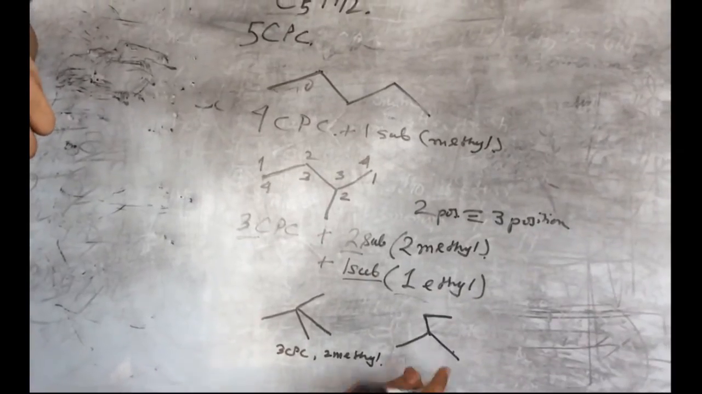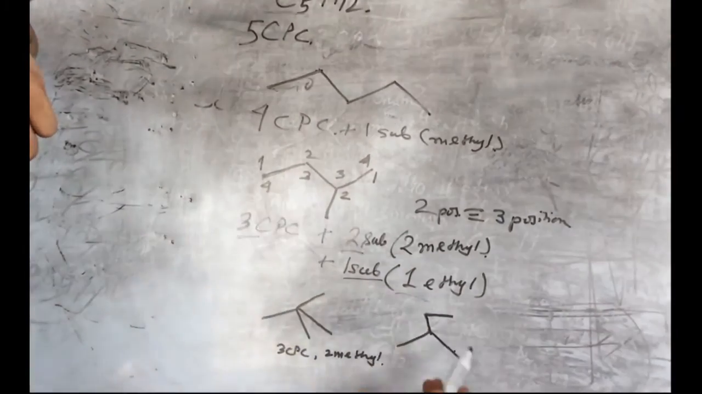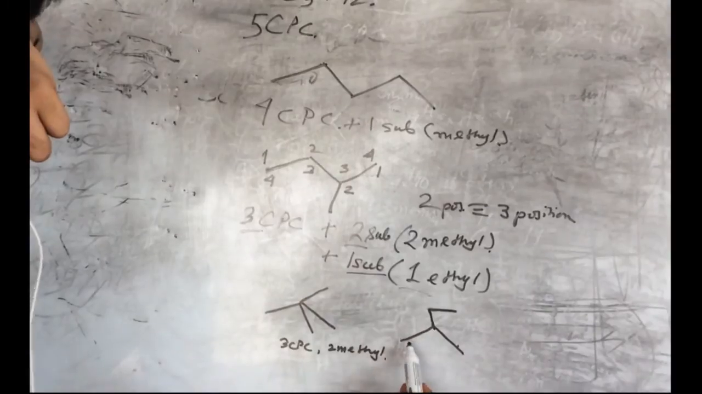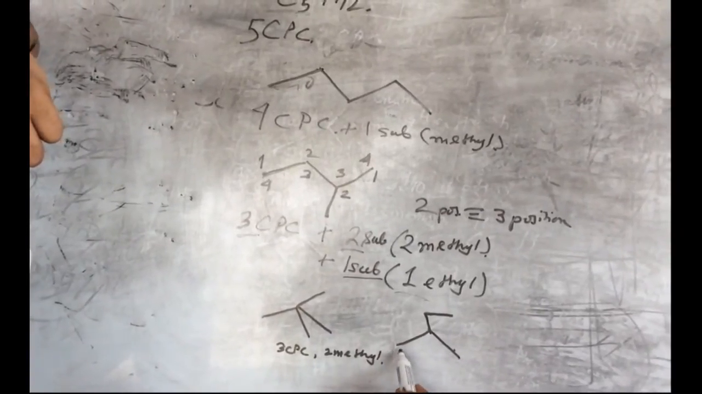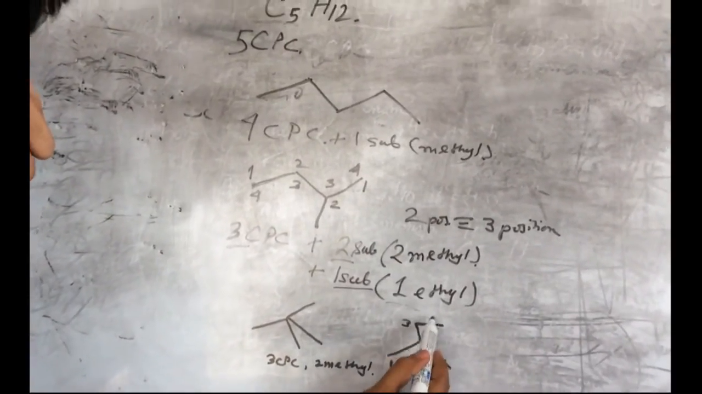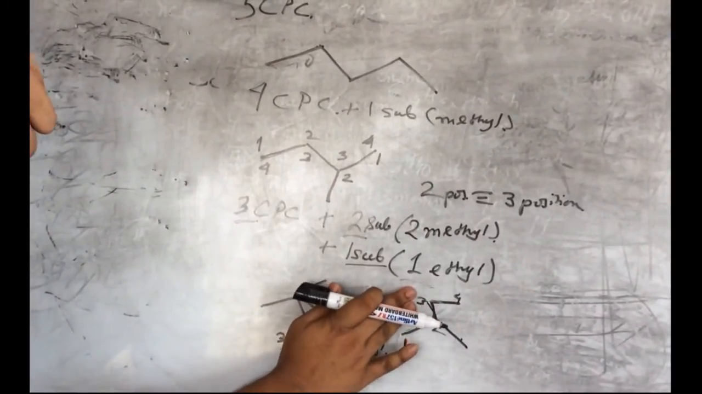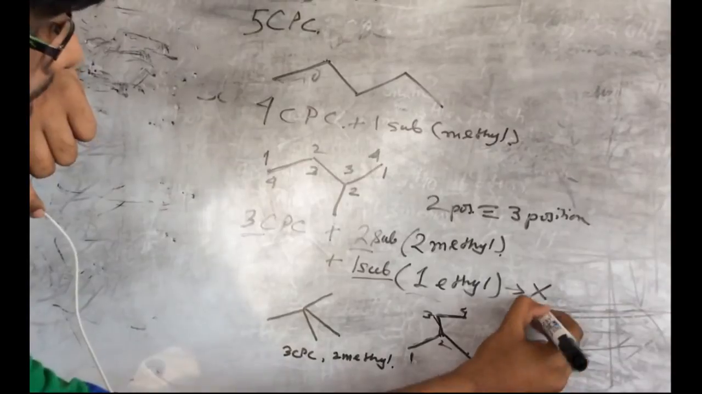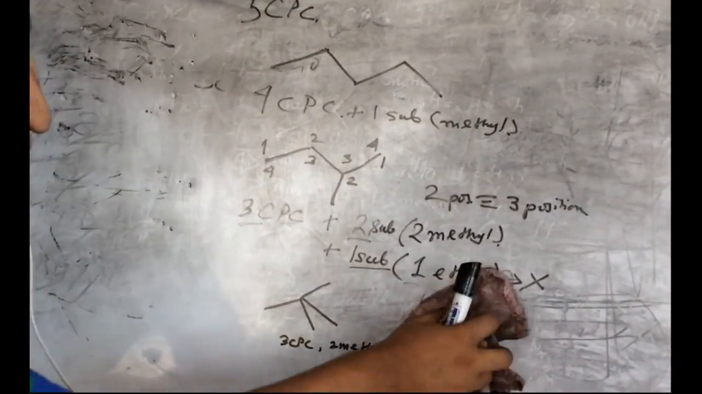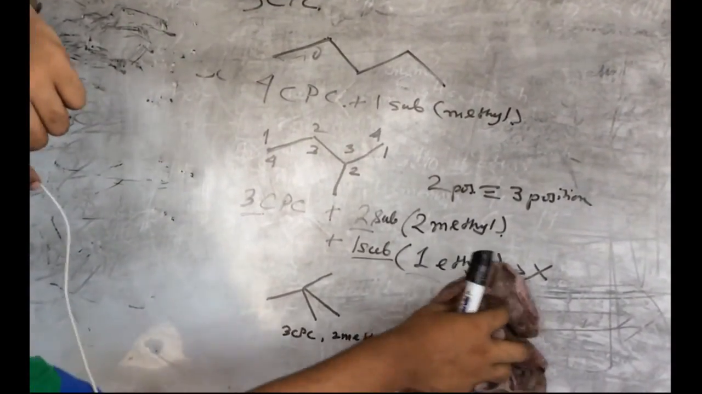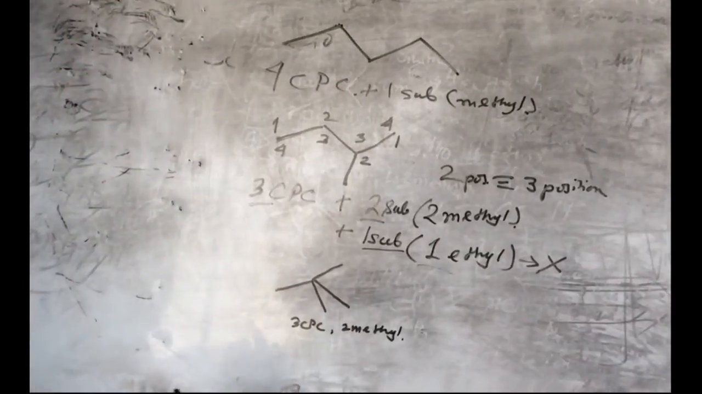Then you can see that this one is equivalent to this one, because when you number the principal chain, it will go around this, like this. Now this becomes the principal chain, so this cannot be the case, so this one is wrong. So again we get one isomer only from 3 CPC and 2 substituent methyl group.